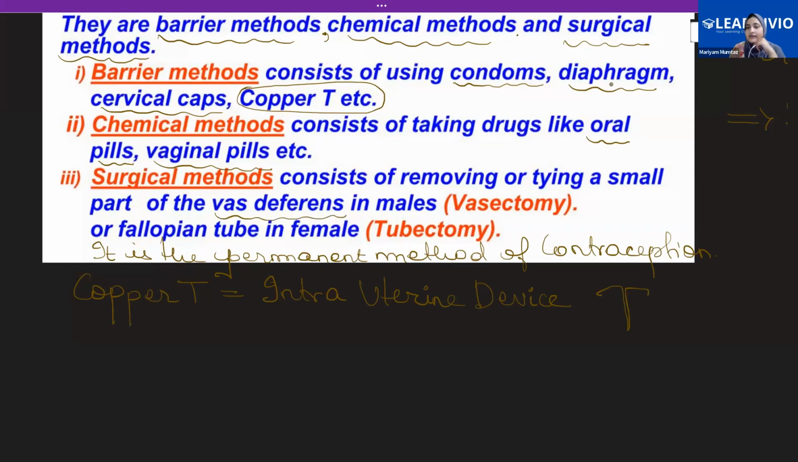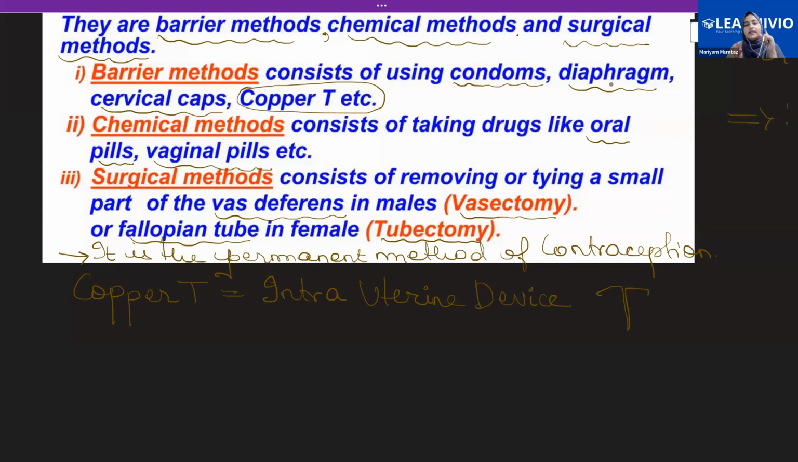So in the case of males, the vas deferens is cut and then tied up. That is called vasectomy. And in the case of female, the fallopian tube is cut and tied up, and that is called tubectomy. So now the gametes will not meet each other, thereby the pregnancy will not take place. So this one is a terminal method. It is the permanent method of contraception, and it is irreversible.